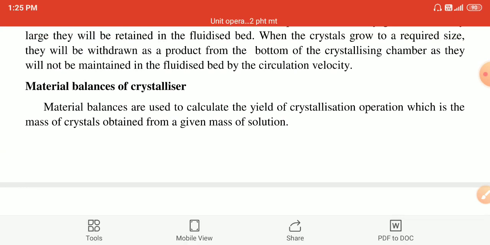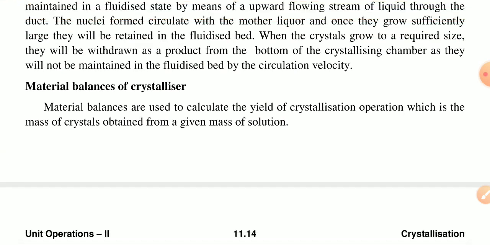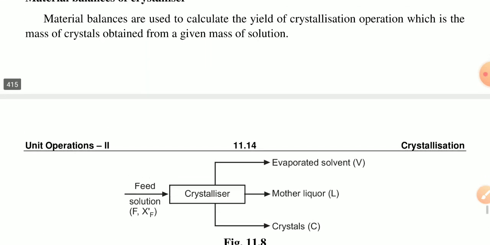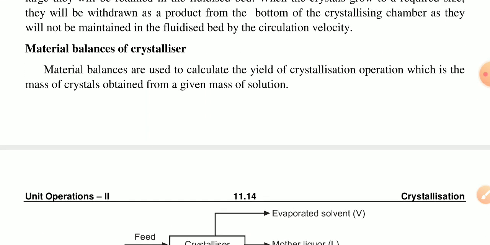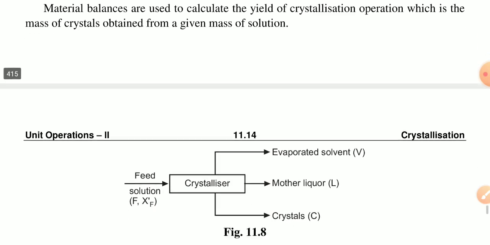The material balances are used to calculate the yield of a crystallization operation, which is the mass of crystals obtained from a given mass of solution. Simply, the material balance is used to calculate the yield, which is the mass of crystals obtained from a given mass of solution.